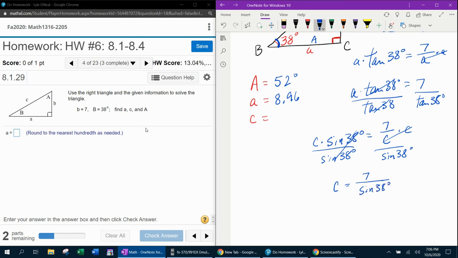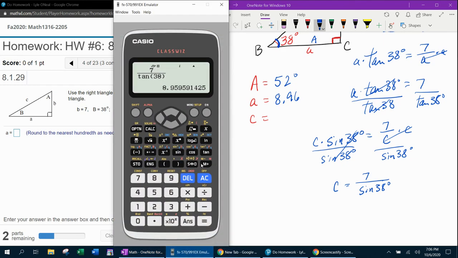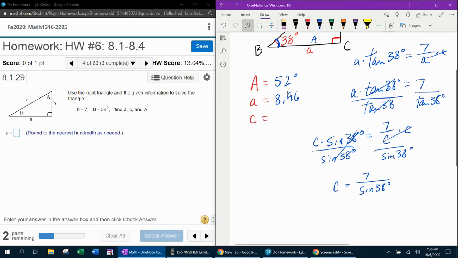And if I pull my calculator back up, instead of having to type that all over again, I can just go back and change tangent to sine. Rounded to the nearest hundredth, that's 11.37 rounded.